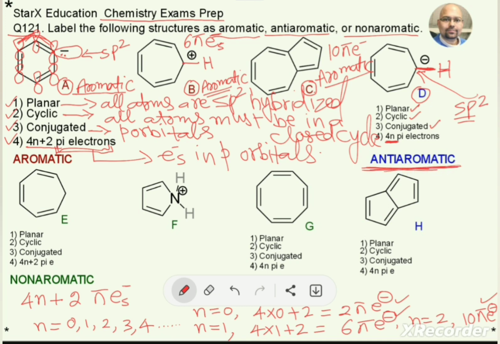Now at the same time, let's have a quick look at H, because H is also antiaromatic. So H is also planar. It's got a cycle of atoms and there are conjugated 4n pi electrons. So therefore the species H is also antiaromatic.